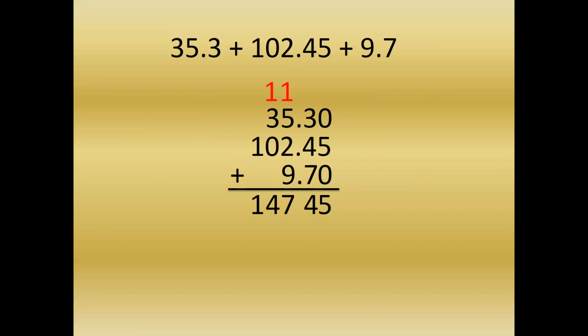So now that we've added up all of our numbers, we can put our decimal point back in. We know that our decimal point has to go after the first two digits from the right. So it would be 147 and 45 hundredths.